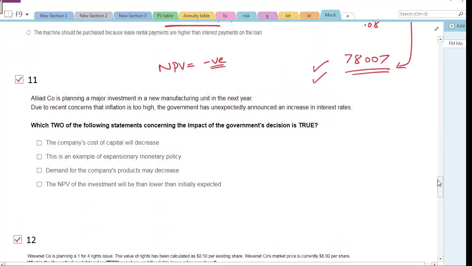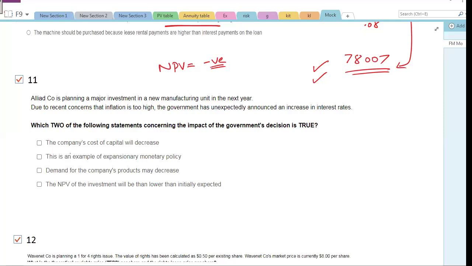Again, pause the video and read the question carefully. Which two of the following statements concerning the impact of the government decision are true? Alightco is planning a major investment in a new manufacturing unit next year. Due to recent concerns that inflation is too high, the government has unexpectedly announced an increase in the interest rate, right? So in order to stabilize the inflation, the government has increased the interest rate. So what will be the impact on us, as a company?